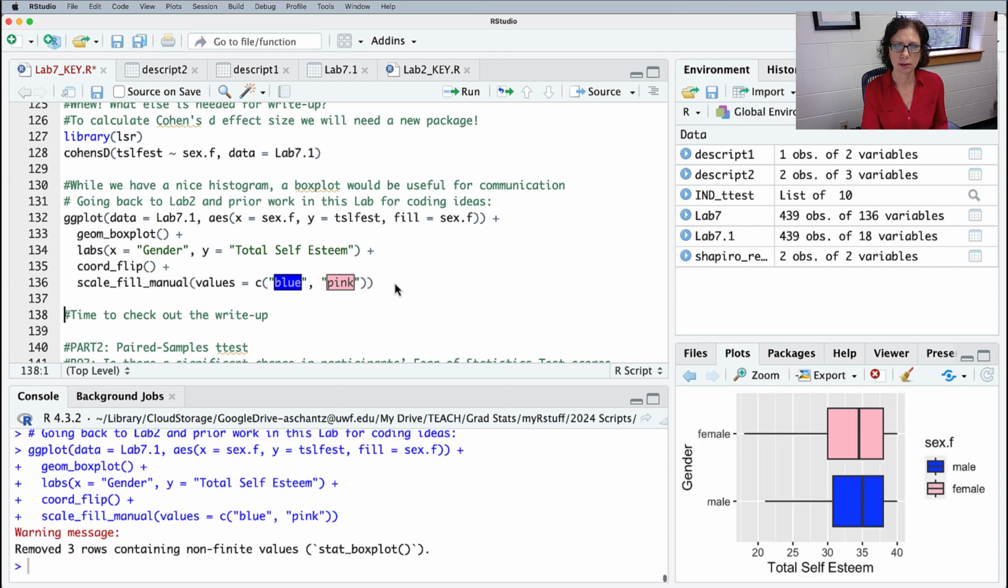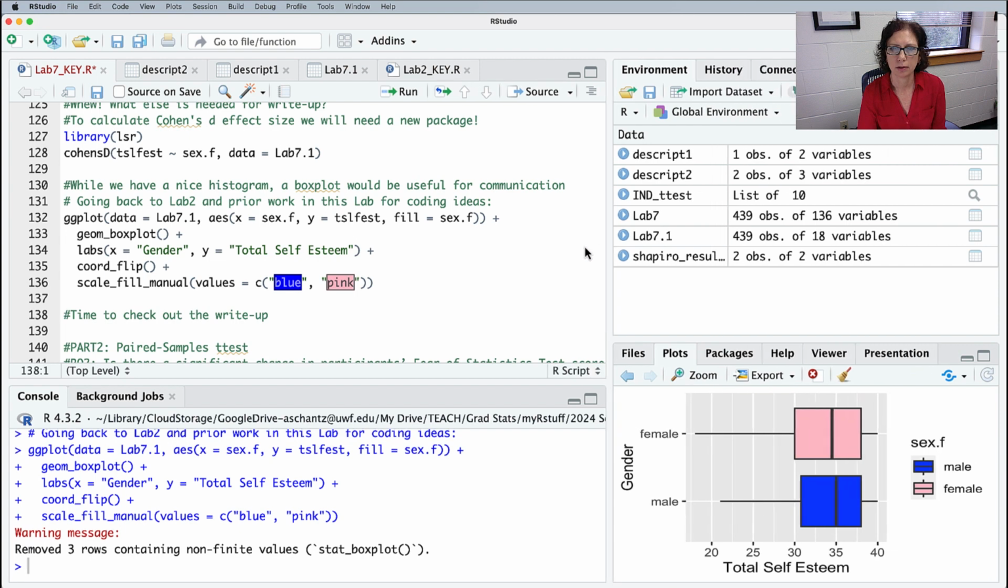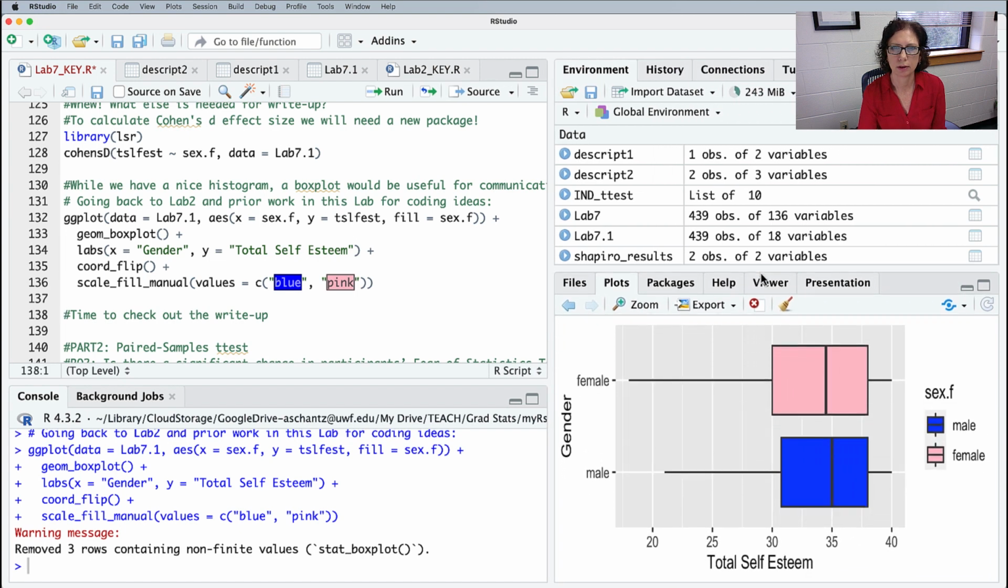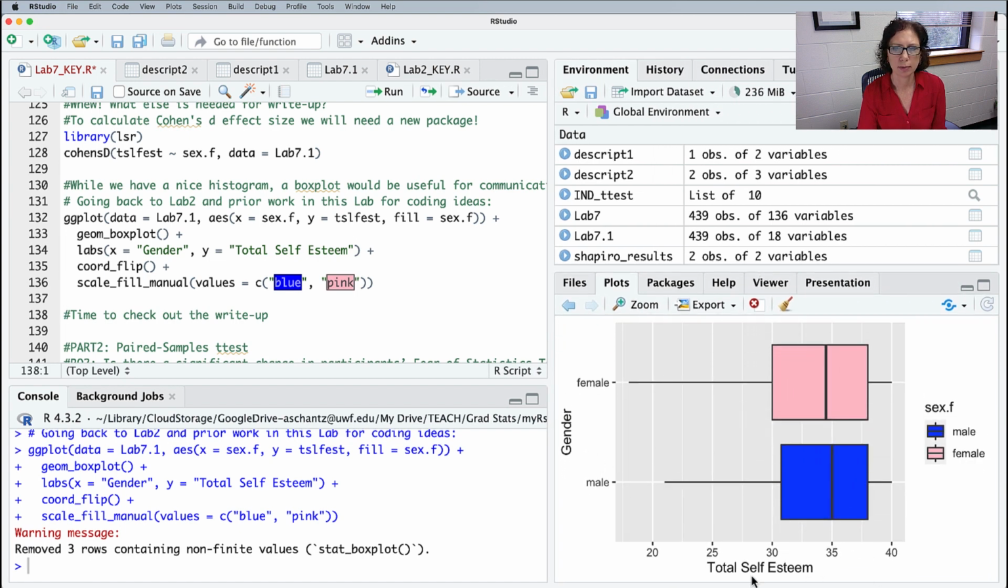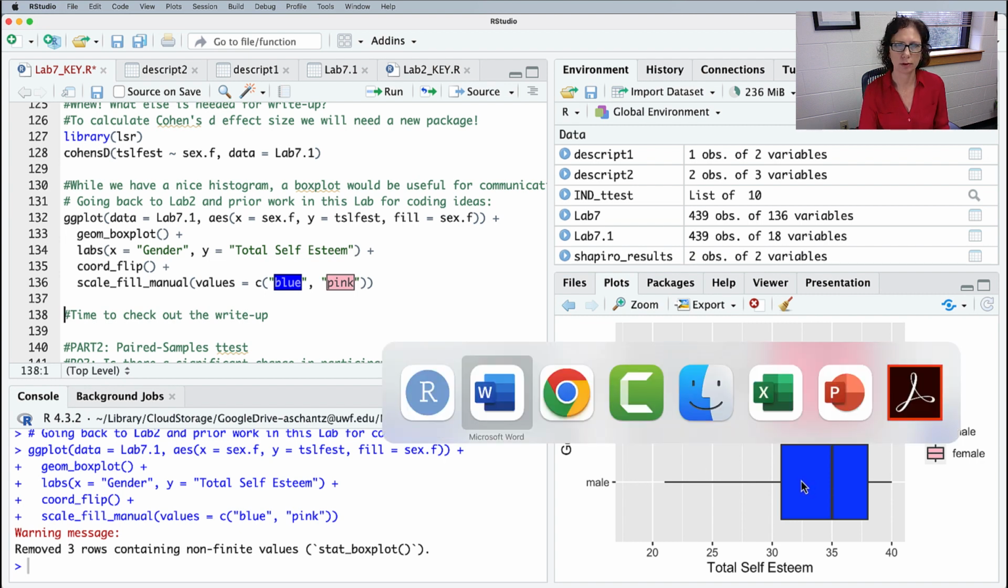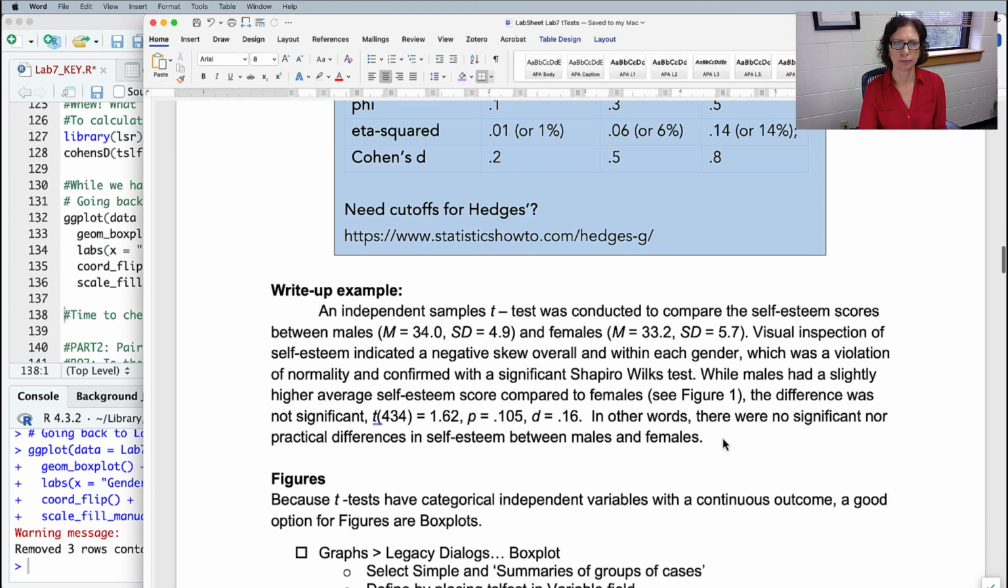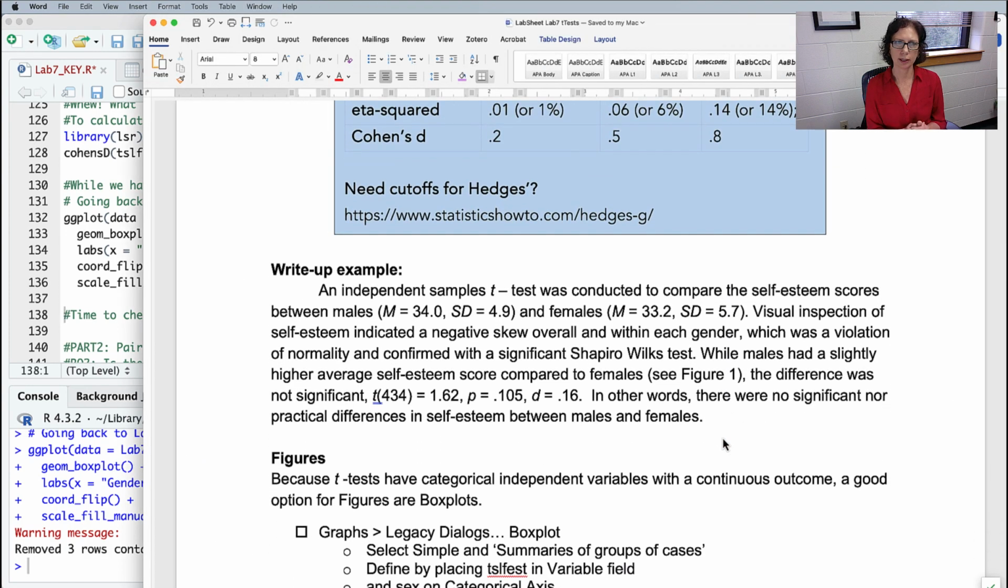When I run this, I get a cute little box plot with its labels and flipped. So pretty cool. And I can use that in my write-up. In fact, let's go check out the write-up. This one is for the independent samples t-test.